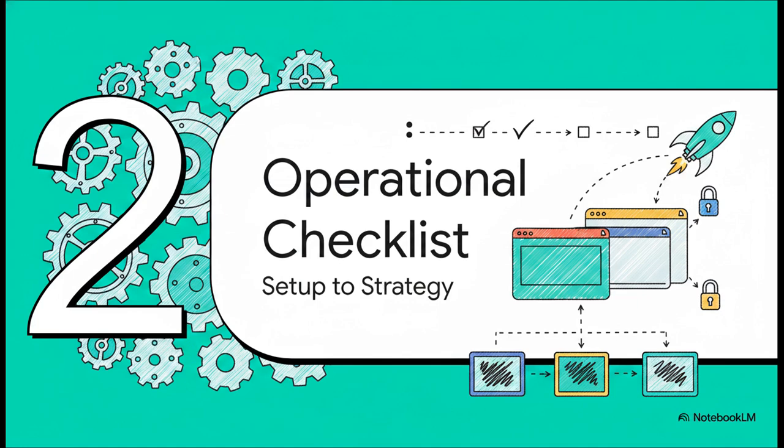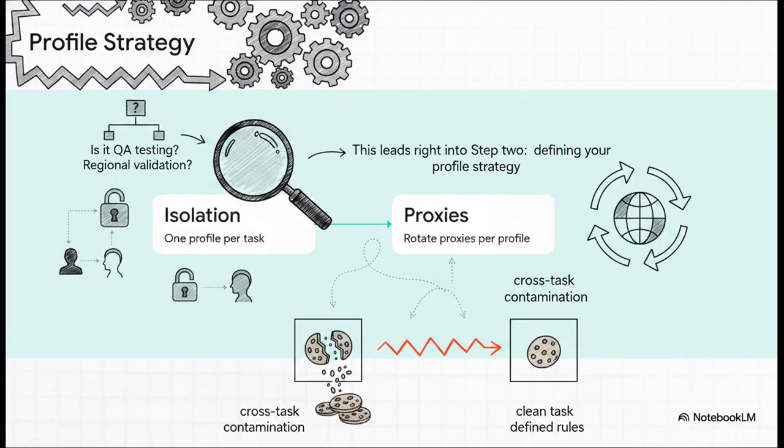Section 2. The operational checklist. Moving from setup to strategy. All right, to actually manage this like a true operational system, rather than just running a casual script, Step 1 is to identify the business workflow. You really have to ask yourself, what specific process depends on these isolated profiles? Are we talking QA testing, regional validation, maybe client-authorized automation, or internal operations?